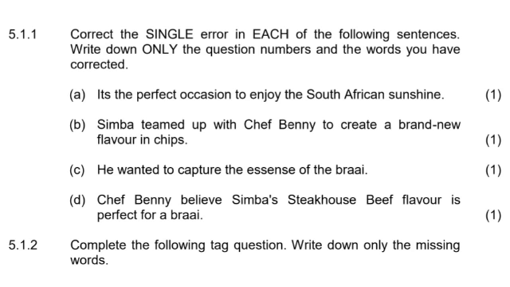So as you can see in 5.1.1, they say correct a single error in each of the following sentences. This is a very common question that you can expect. In A, it says "Its the perfect occasion to enjoy the South African sunshine." Looking at that sentence, you have to identify that it is missing an apostrophe, because it's supposed to be "it is". If something is "it is" and you have abbreviated it to "it's", there needs to be an apostrophe to show that there is an i missing there. Those are the things that you need to be able to identify when you're looking at your sentences.